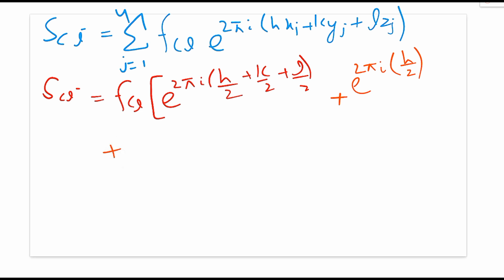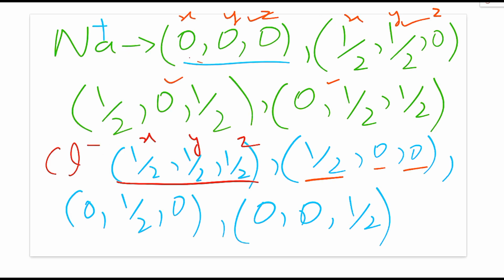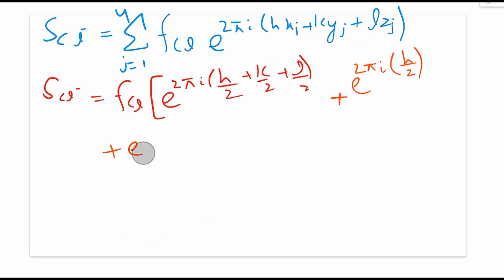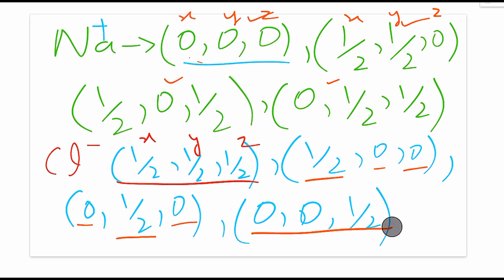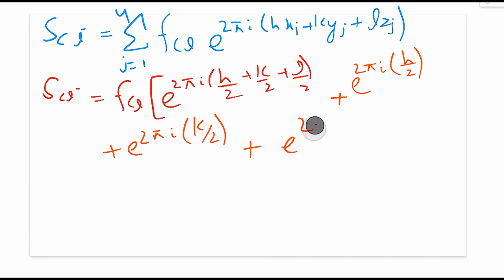Next we have the y, which is non-zero, and these two are 0, so we'll have k by 2 only. So we'll write e to the power 2 pi iota k by 2, then plus sign, and we can see the last one in which only the z one is non-zero, so we'll write it e to the power 2 pi iota l by 2.